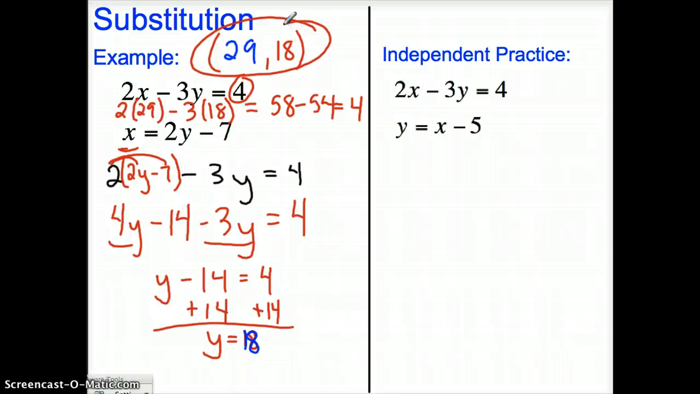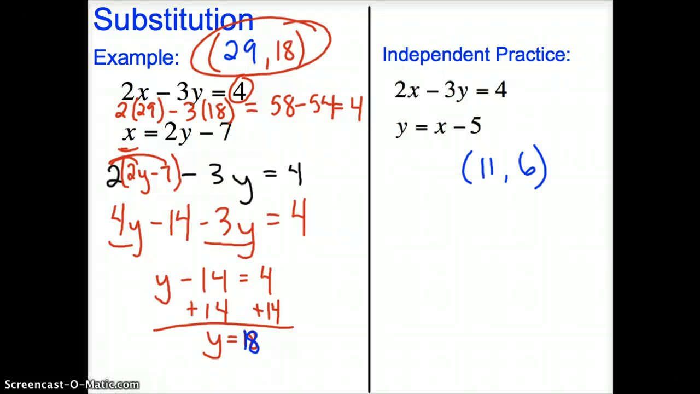Once again, try the independent practice question on your own. Remember, you're substituting in and replacing one variable with an expression that has the other variable in it. So take a look at what we did and what we chose to substitute and try this one on your own. Ask your teacher if you get stuck. Pause the video now and check your solution when you're ready.